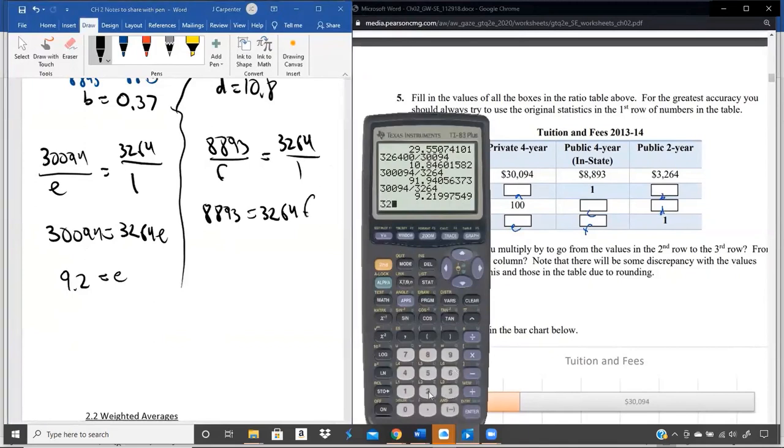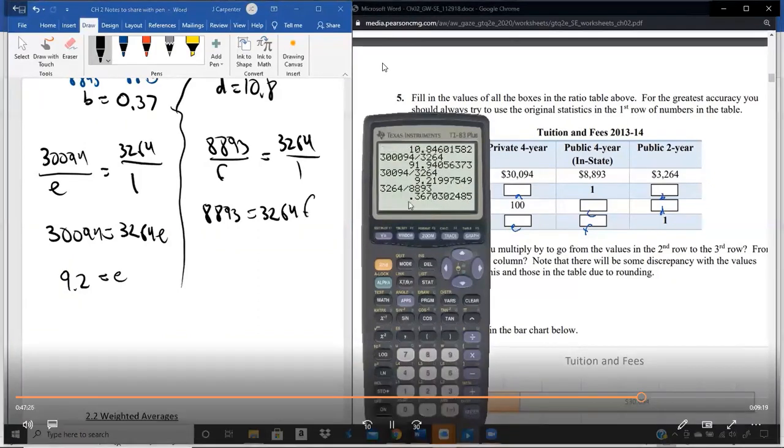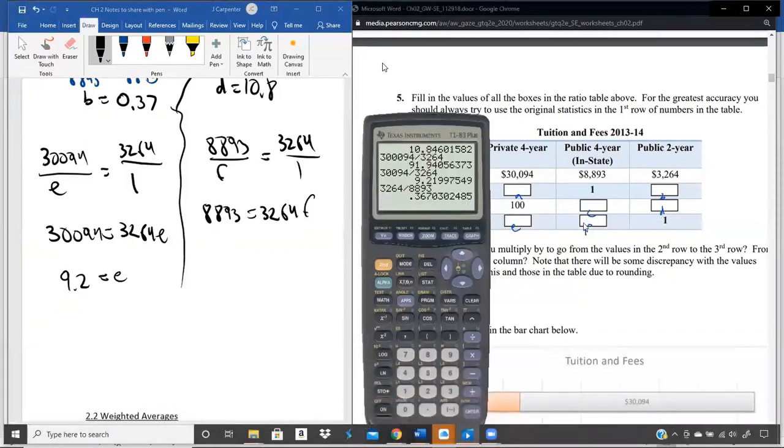I'm going to divide wrong. I'm going to do 3264 divided by 8893, and I get 0.367. So that says for every dollar I spend at TCC, I'm spending 37 cents at ODU. That doesn't make sense because ODU is more costly. Oh, I goofed my algebra. Instead of dividing by the 3264, I divided by the 8893.